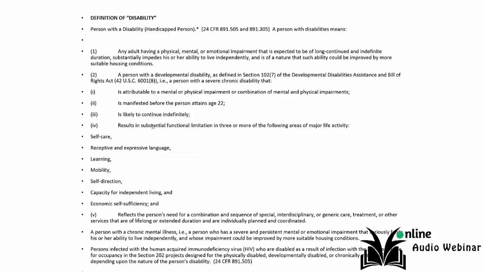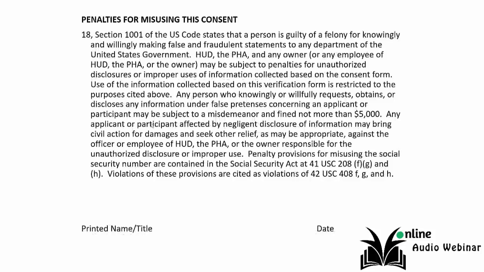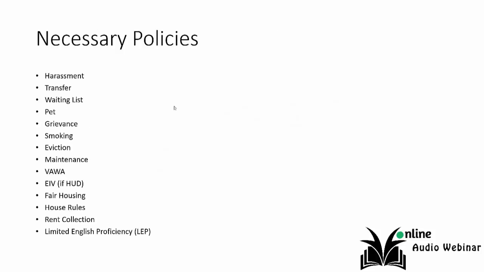The second page of the form shows the definition of disability. This is the HUD's definition and Fair Housing's definition of disability. But the best part of the form is the penalty clause. Now, I also need to talk a little bit about policies. HUD is getting very, very strict on policies that you have to have.